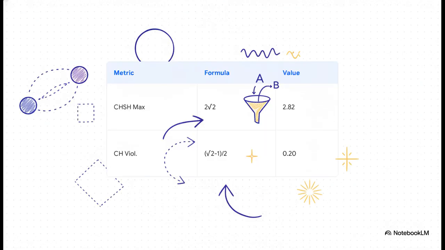Now, just to quickly tie up a historical loose end here. In experimental physics, you'll often hear people talk about the Clauser-Horne, or CH, inequality violation. This is intimately tied to the CHSH inequality we've been talking about. By simply shifting our new geometric CHSH maximum of 2 root 2 through a standard conversion formula, we get the CH inequality violation. Mathematically, that shakes out to exactly the square root of 2 minus 1, all divided by 2, which gives us our famous experimental value of approximately 0.2071. It all connects back perfectly to that exact same geometric projection.